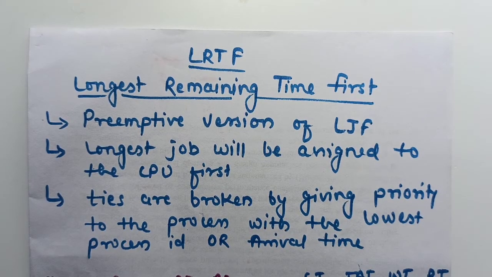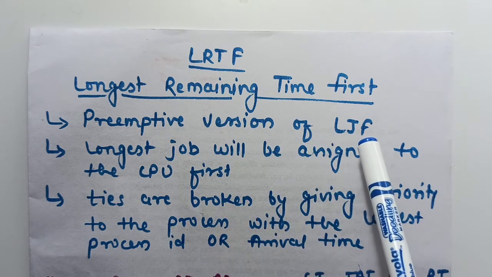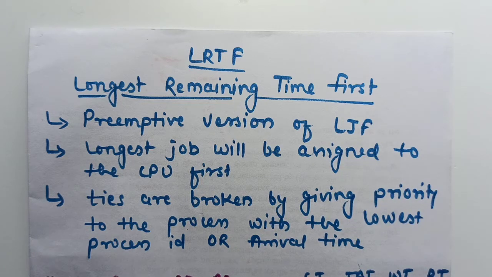So in the series of operating system subject, we were covering CPU scheduling algorithms, and in the last video we have covered longest job first, and the preemptive version of the longest job first is the LRTF, that is longest remaining time first. So in this video we will be discussing this LRTF clearly. This LRTF is a preemptive version of LJF, where again we will be assigning the longest job, or the job which is having the highest burst time will be assigned to the CPU first.